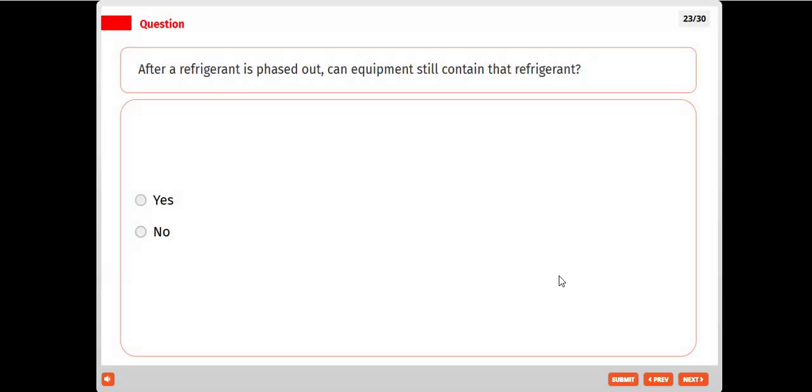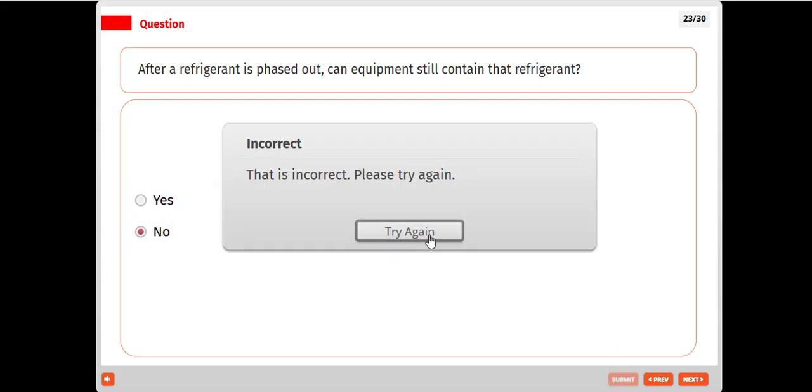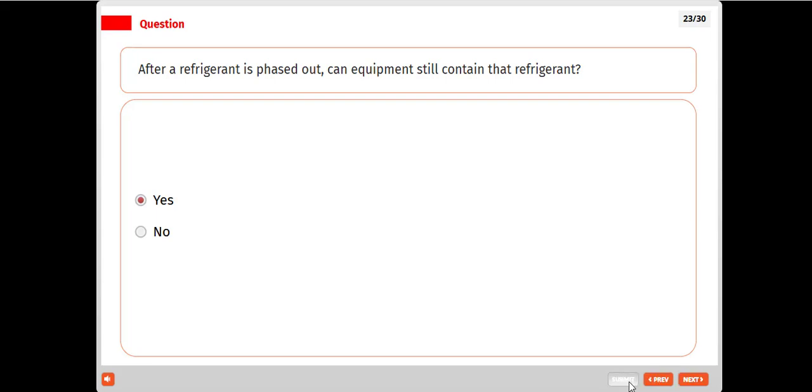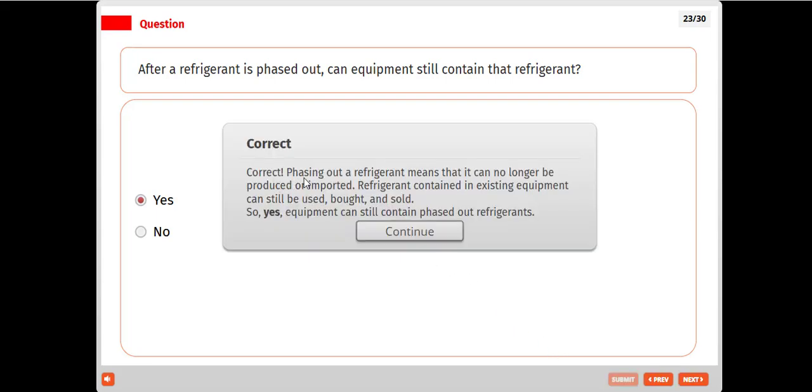After refrigerant is phased out, can equipment still contain that refrigerant? No? Yeah? Correct. Phasing out the refrigerant means that it can no longer be bought, produced, or imported. Refrigerant contained in existing equipment can still be used, bought and sold. So yes, equipment can still contain phased out refrigerant.